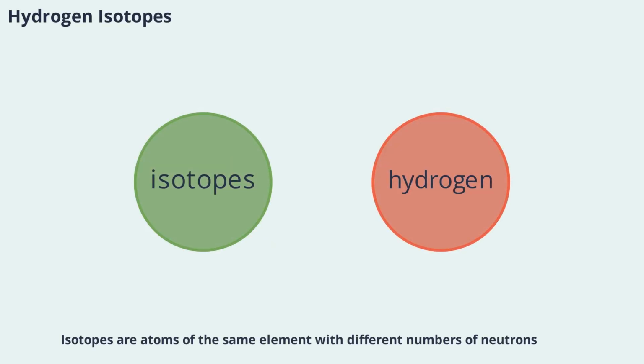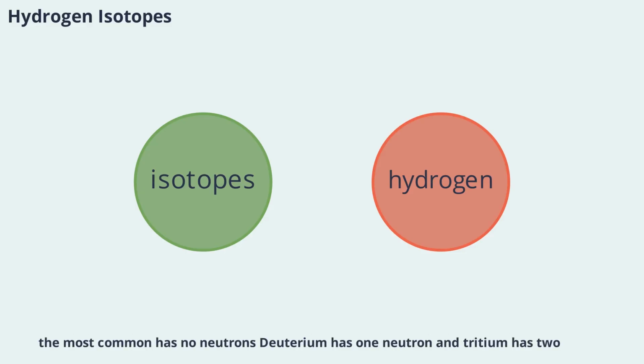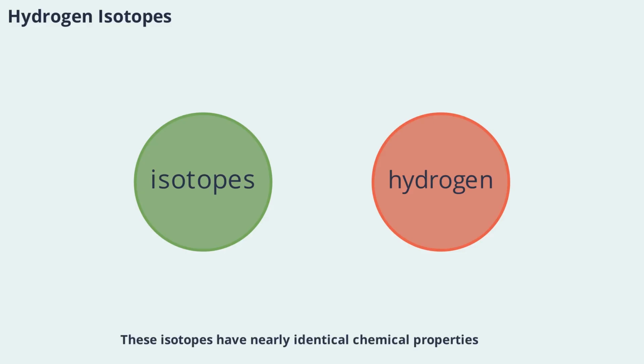Isotopes are atoms of the same element with different numbers of neutrons. Hydrogen has three main isotopes: protium, deuterium, and tritium. Protium, the most common, has no neutrons. Deuterium has one neutron and tritium has two. These isotopes have nearly identical chemical properties but differ in mass and some physical properties. Understanding these isotopes is crucial for grasping hydrogen's role in science and industry.